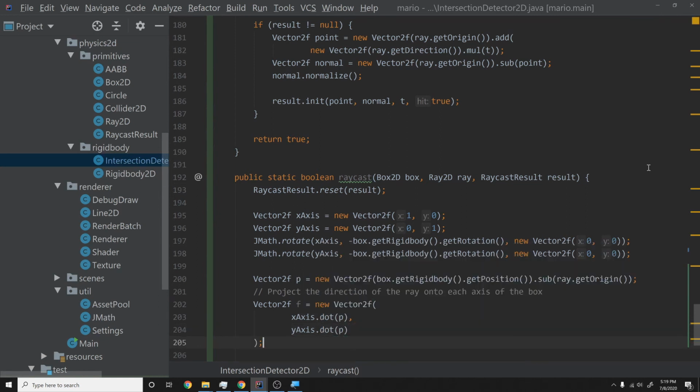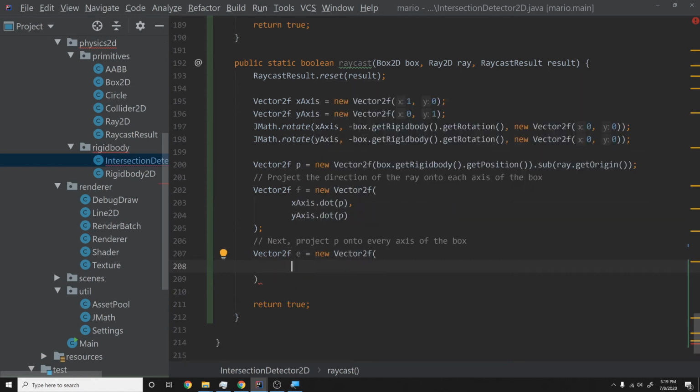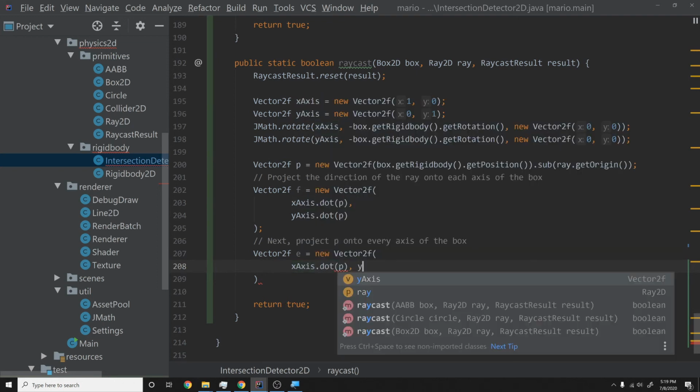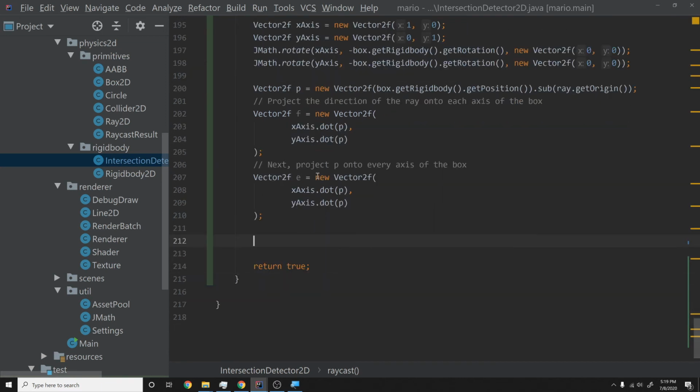So we're doing exactly what we talked about. We're just dotting it, so we're projecting it onto p. We're just storing it inside of this vector for ease. And then next, we're going to project p onto every axis of the box. So we've projected the direction, and now we're projecting p, so we're getting the second half of that, and that was what we called e, right? Ex and ey. And we'll call this new Vector2f, and we'll just say this is x-axis dot p, and then y-axis dot p. Okay? So nothing too fancy going on there. If you look at the calculations we were doing in the math, this is the same thing. Once again, we're just storing it in a vector just for ease.